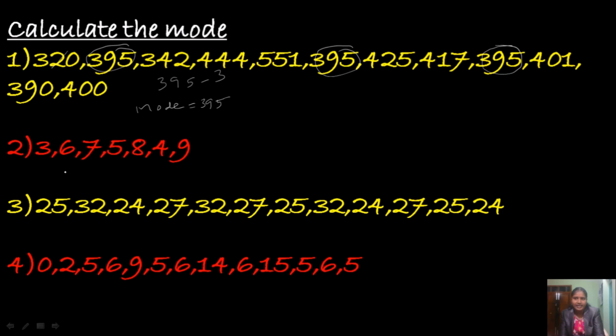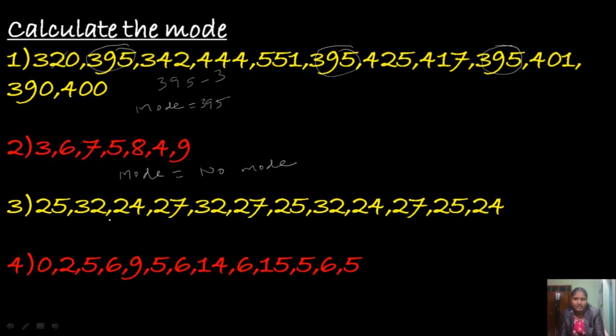Let's look at the second problem: 3, 6, 7, 5, 8, 4, 9. Here none of the values repeated more than once. All of them have equal frequency. So this is a distribution which doesn't have any mode. There is no mode because all the values occur only once, that is, having frequency 1 each. So we don't have any mode for this series.